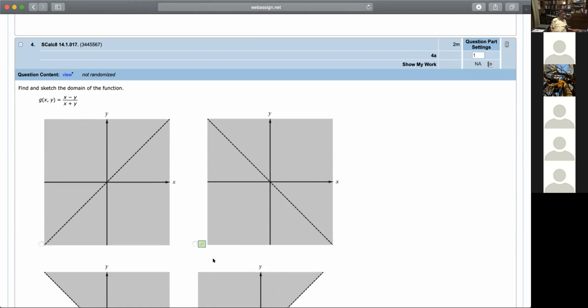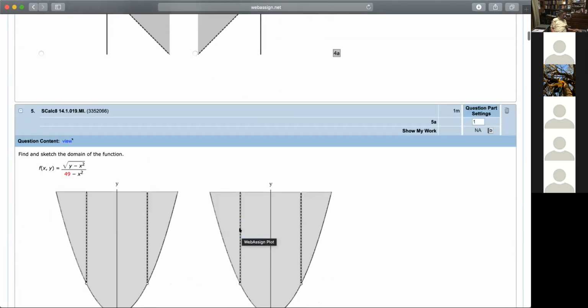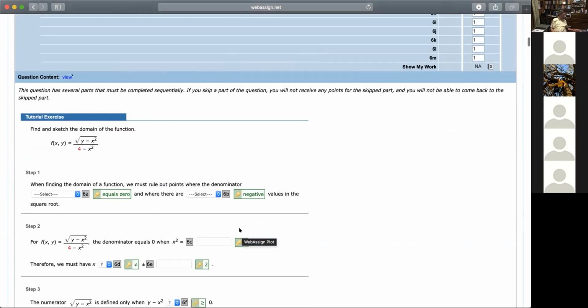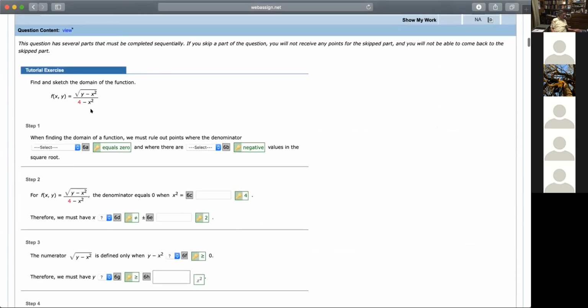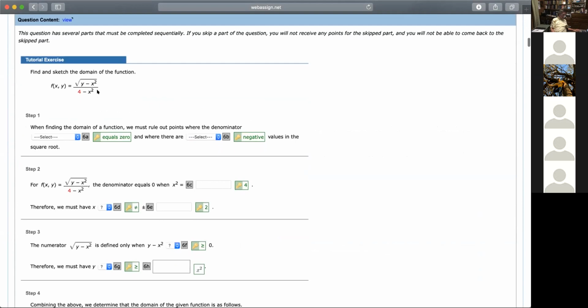I know that because I have the answer already picked for me. Anyway, so he gives you some pictures, some problems, and then we get down to this kind of thing. So on this one, he gives you a tutorial. Now, when I see this, I think of two things. All we're supposed to do is domains here.